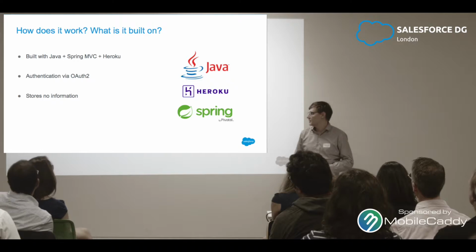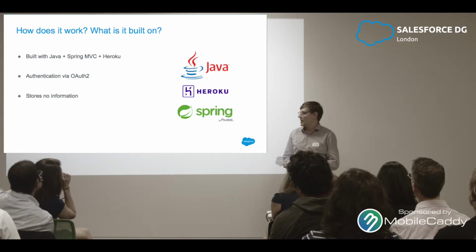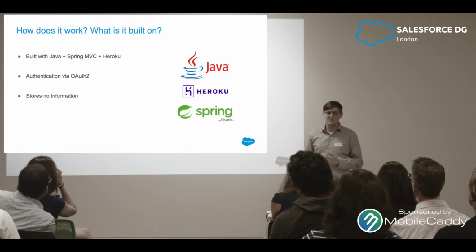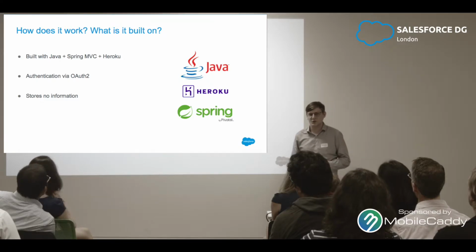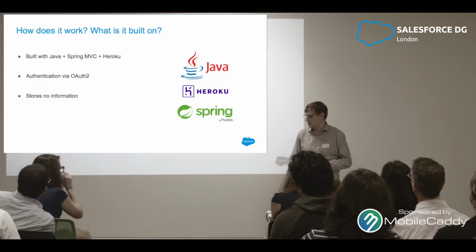So how does it work? I built it with Java using the Spring MVC framework, and it runs on Heroku. It authenticates to Salesforce via OAuth 2, and it doesn't store any data about your org. So once you're done using Schema Puker, there's nothing left behind. As soon as you log out, it's gone.